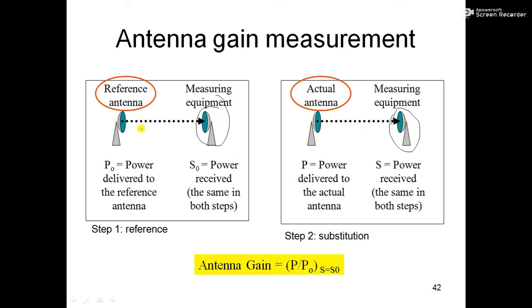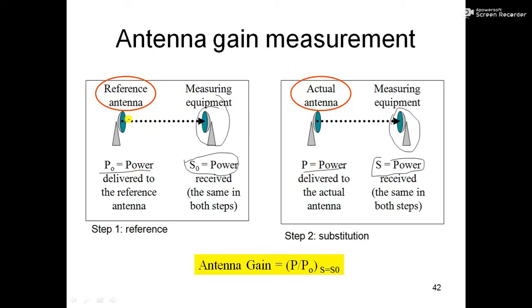And when we use the reference power, we have made sure that this S naught is the same. Here also the S is the same, because in this case we increase the power. We may change this power P naught and P. We tune these two powers to make sure that the same power is received at the measuring equipment.